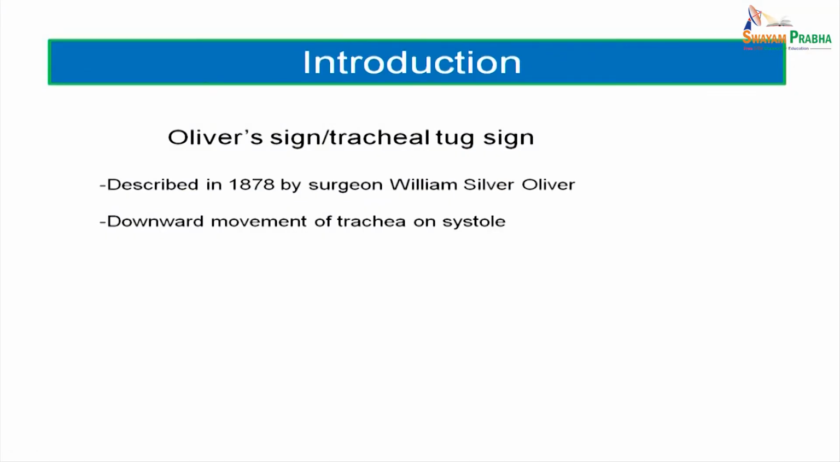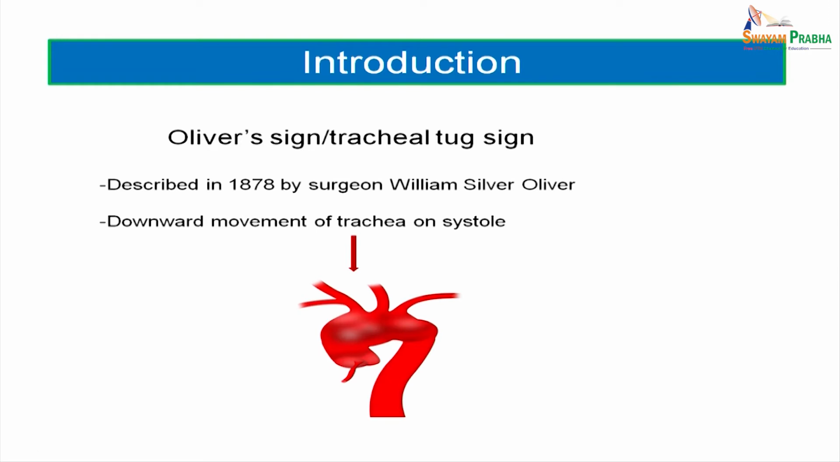If the sign is positive, then there will be a downward descent of the trachea. You can feel a tug movement on every ventricular systole. So every time the ventricle contracts, you find this descent of the trachea taking place. This is when you say the Oliver sign is positive. So when does this happen? It's usually a case of aortic aneurysm.